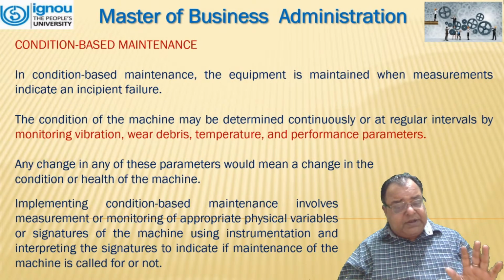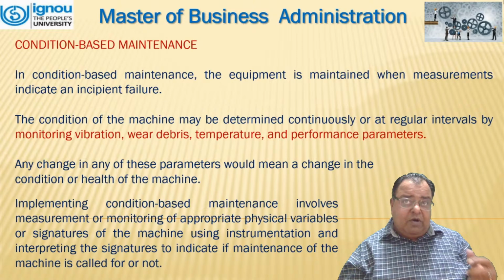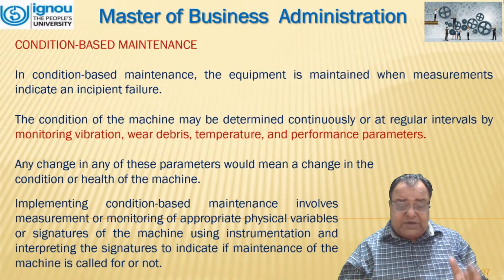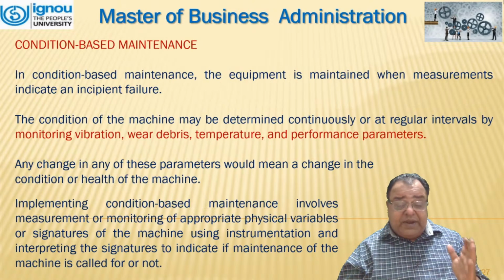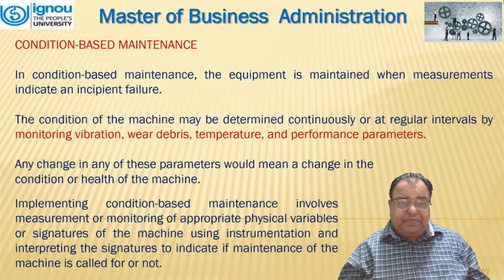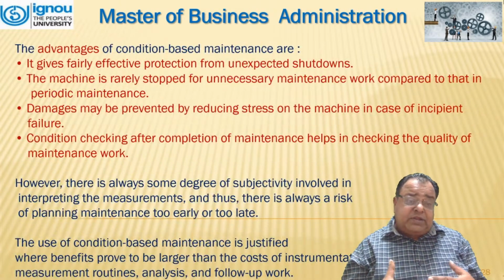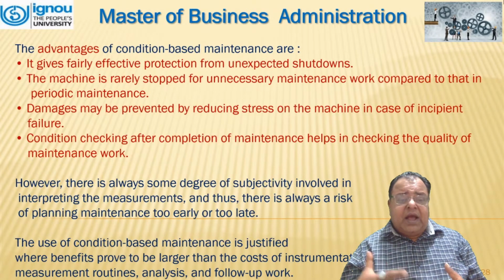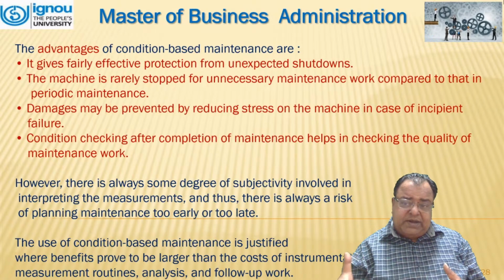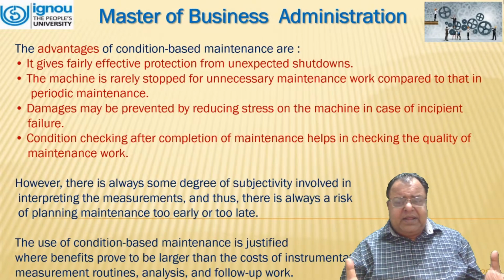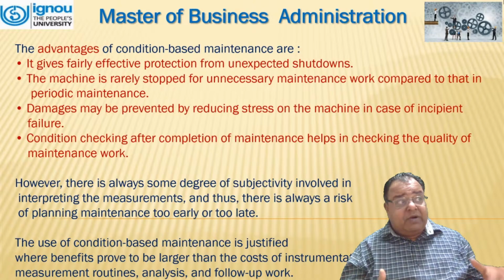Implementing condition-based maintenance involves measurement or monitoring of appropriate physical variables or signatures of the machine using instrumentation and interpreting the signatures to indicate if maintenance of the machine is called for or not. The advantages of condition-based maintenance are it gives fairly effective protection from unexpected shutdowns. The machine is rarely stopped for unnecessary maintenance work compared to that in the periodic maintenance.